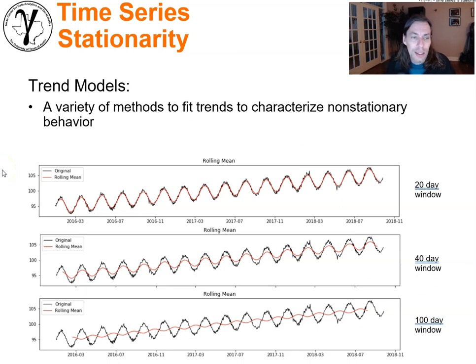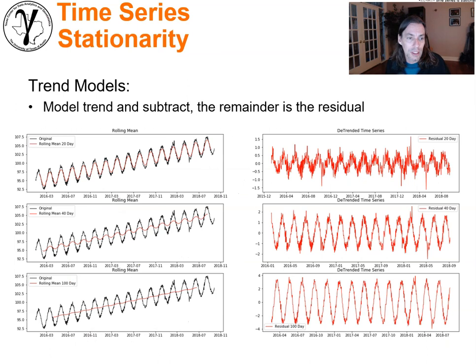So there's a variety of ways we could build trends. A common way to do it is to use a moving window average. And so we could take a 20-day, 40-day, 100-day moving window average and apply it to the data set, and then we could go ahead and remove it and look at the residuals from that. Now, when we do that, this is what it looks like.